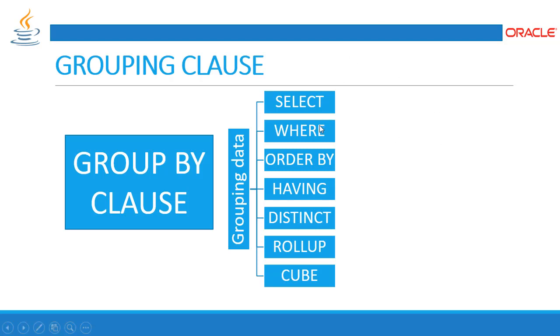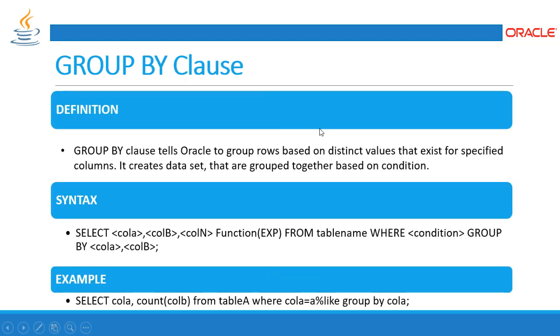So far we have covered select and where. Next, let's discuss the group by clause. The group by clause tells the Oracle engine to group rows based on distinct values that exist for specified columns. It creates data sets that are grouped together based on some conditions. They have some rules and features which are basically used while we perform transactions and get the values.